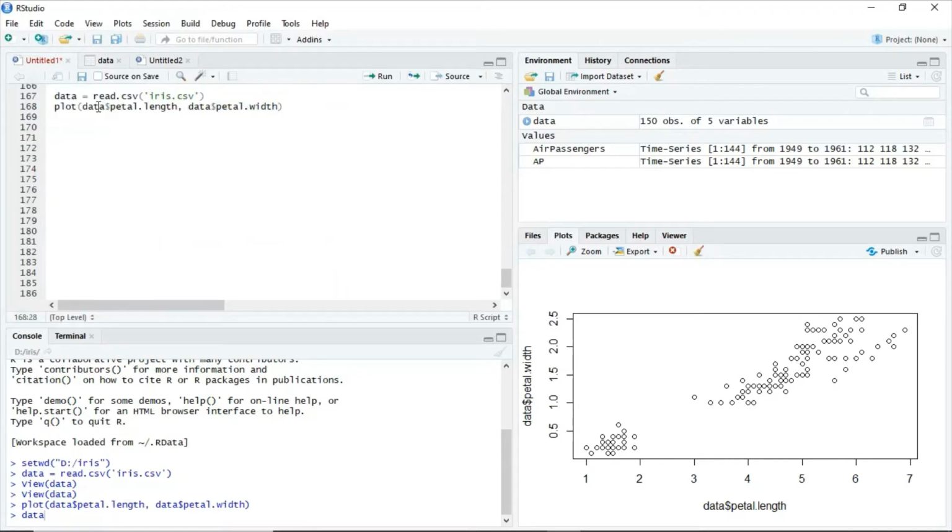And what is this data? This data is the object which is holding the data file. And what is this dollar symbol? In R, for accessing any specific variable like petal length and petal width, we have to use this dollar symbol. So now see the scatter plot.